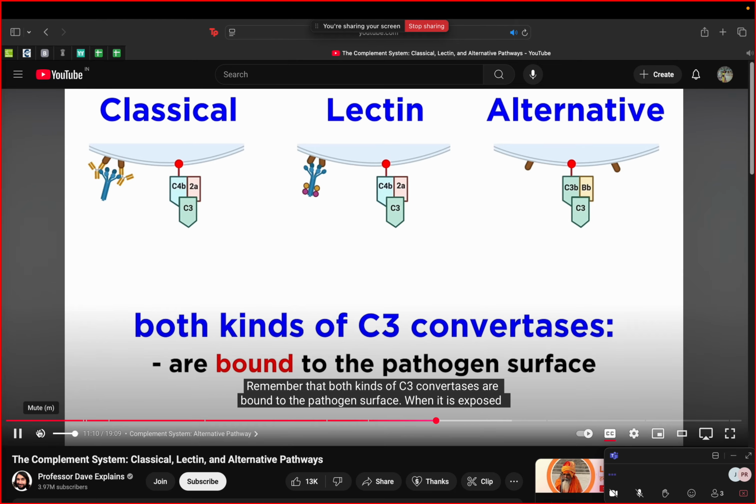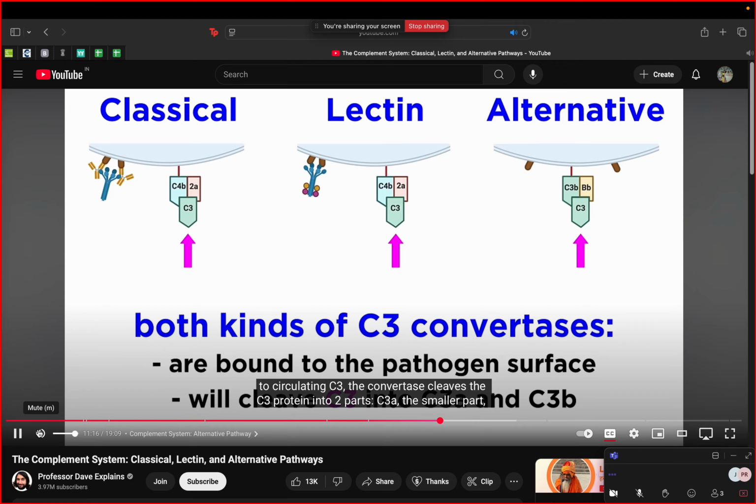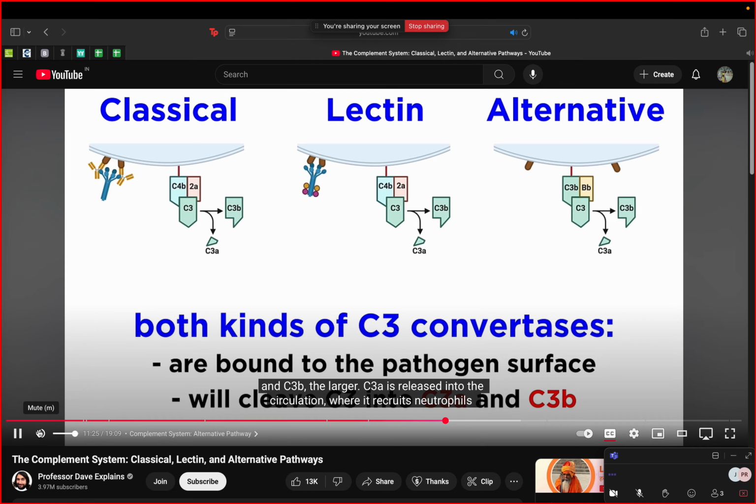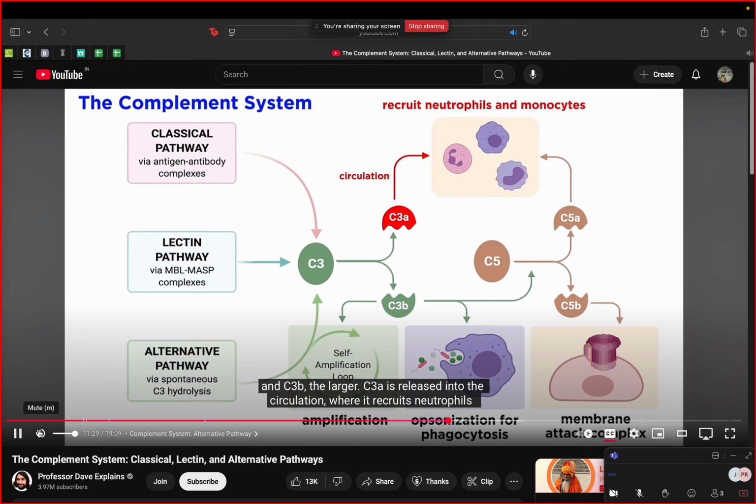Remember that both kinds of C3 convertases are bound to the pathogen surface. When it is exposed to circulating C3, the convertase cleaves the C3 protein into two parts, C3a, the smaller part, and C3b, the larger. C3a is released into the circulation, where it recruits neutrophils and other phagocytes to the site of infection.